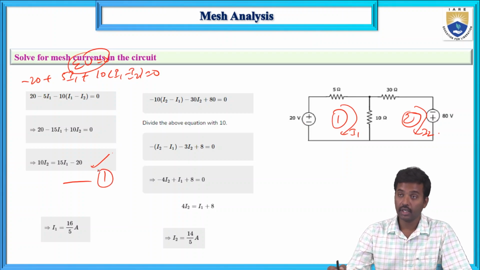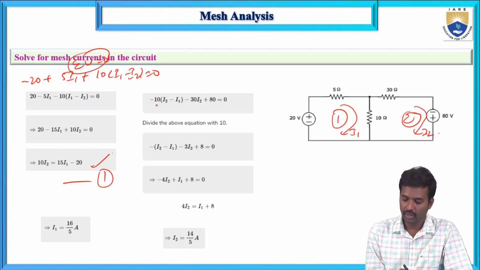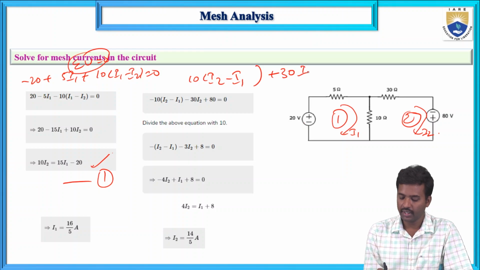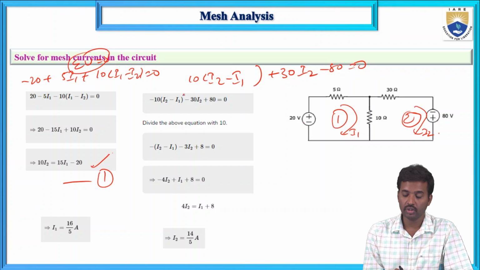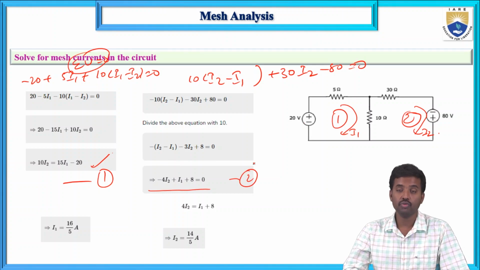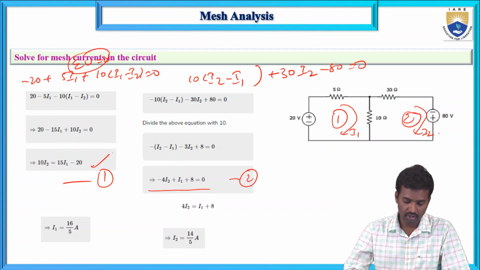And next, the second mesh equation. So minus 10 into (I2 minus I1) plus 30 into I2 minus 80 equals 0. Now if you take minus 10 into (I2 minus I1) minus 30 I2 plus 80 equals 0 and simplify this one, this is the second mesh equation: minus 4 I2 plus I1 plus 8 equals 0.